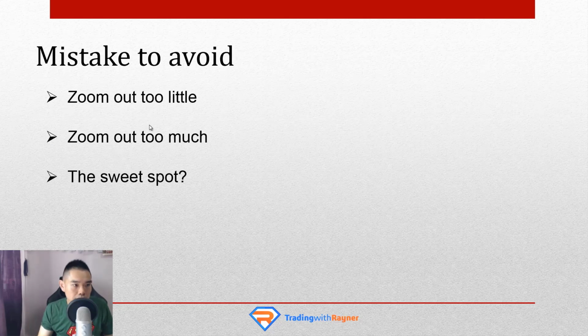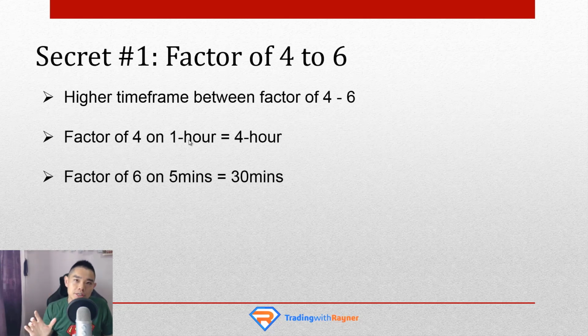And moving on, the first secret is this: when you use multiple time frame analysis, you want to use a factor of 4 to 6. This is something that I believe is mentioned by Alexander Elder or even Adam Grimes, so this is a technique that I learned from them. Your higher time frame should be between a factor of 4 to 6. What do I mean by that? For example, let's say we go with a factor of 4. Let's say you're trading on a 1 hour time frame. Your higher time frame should be the 4 hour time frame.